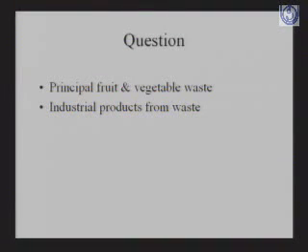Then this unit has certain questions also. What are the questions given in the next slides? The principal fruit and vegetable waste. What are the different types of waste available from fresh fruit and vegetables or processing industries, and how can these products be utilized as value-added products and byproducts from the fresh waste and from the processed waste also?